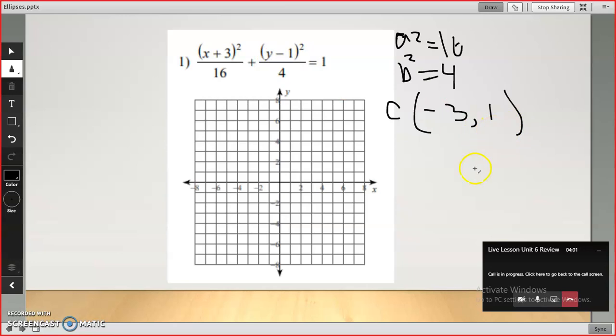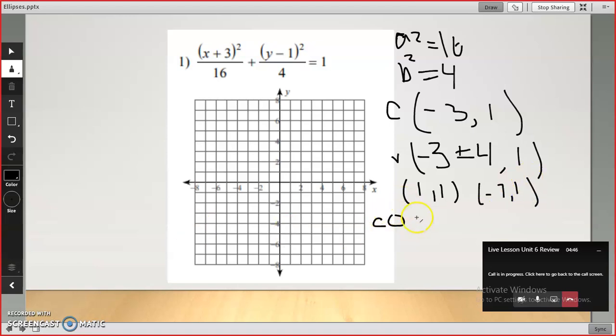The vertices, and I'm just going to say V for vertices, would be my h, which is -3, plus or minus my a value. So my a value is the square root of 16, and the square root of 16 is plus or minus 4. Then comma 1, and I can solve those out. So that's going to be -3 plus 4, which is 1, 1, and -3 minus 4, which is -7, 1.